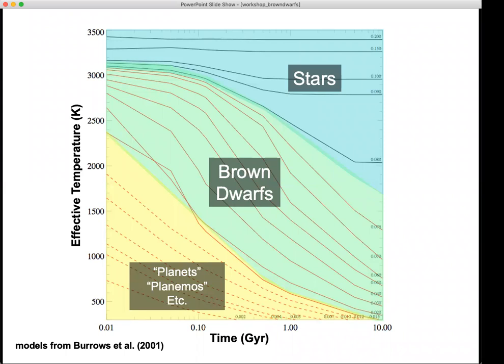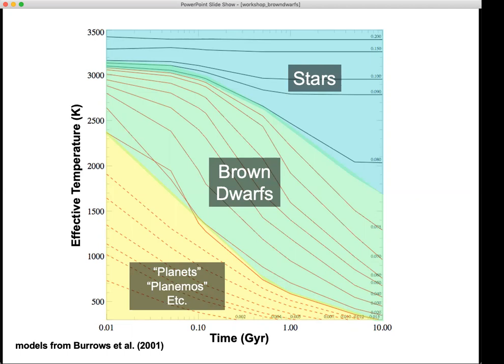So what you're looking at is this term effective temperature, which means the temperature of the atmosphere, right? What we can see with our telescope. And then this is over time, and this is, by the way, a log plot on the bottom and a linear plot on the side. So we're going from 10 million years here to 10 billion years at the other end. Remember that the universe is about 13 or so billion years old. And these are just models with different masses.